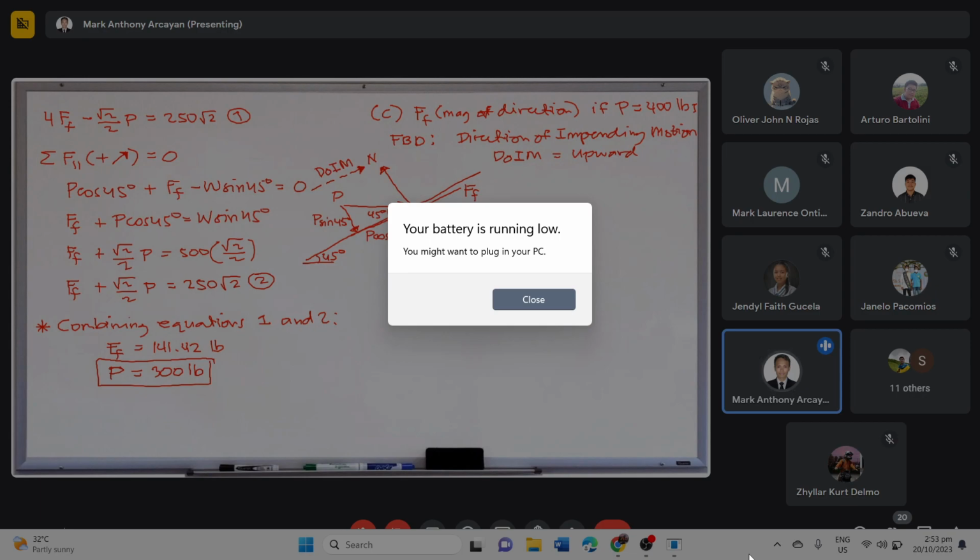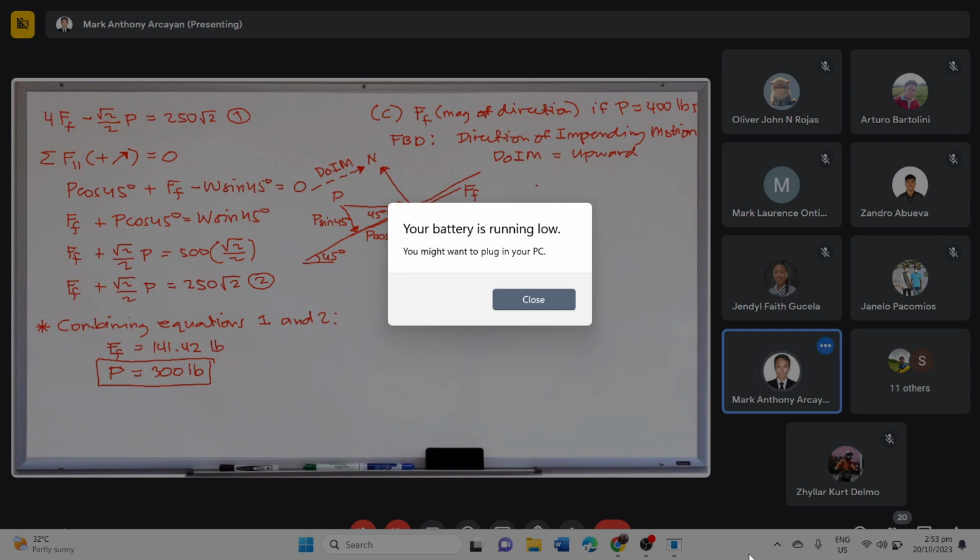Kani this is 45 degrees. So this is W cosine 45 mao ang iyahang normal component. Then kani siyang W sine 45 degrees mao ni ang iyahang parallel component. So ato goal ani is to solve for the frictional force FF. So same ra gihapon nato, no?